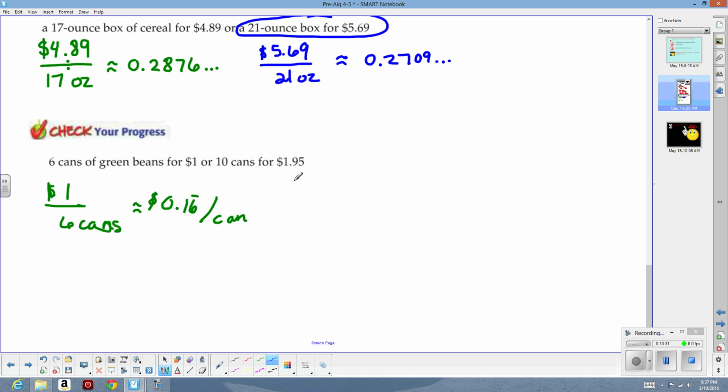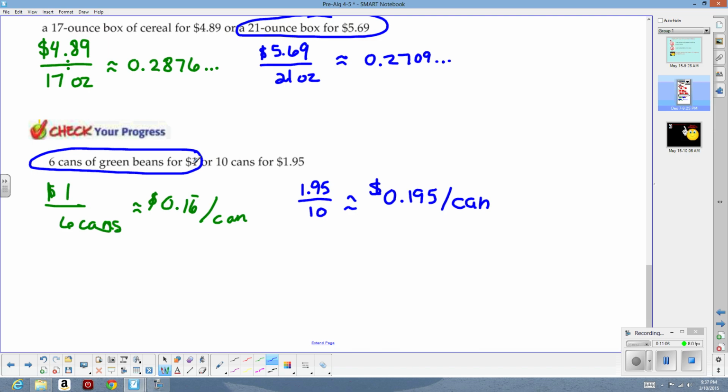And now for the other one, $1.95 for 10 cans. So we're going to divide $1.95 by 10. $1.95 divided by 10, that's going to equal about 19.5 cents. Or it actually is 19.5 cents. So it's that much per can. So the better deal is going to be the first one, the 6 cans for $1. That one right there is your better deal because it's cheaper per can.